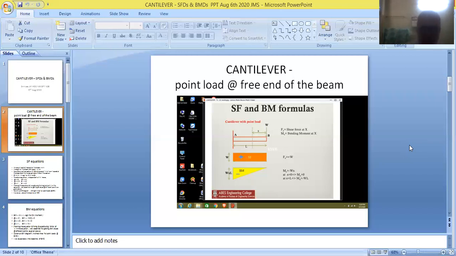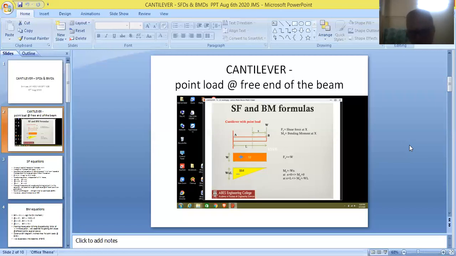Now for this configuration, all the shear forces will be positive. So therefore the diagram is coming above the baseline of the SF diagram. And similarly, all the values of bending moment will be negative. So therefore, this diagram is coming below the baseline of the bending moment diagram.